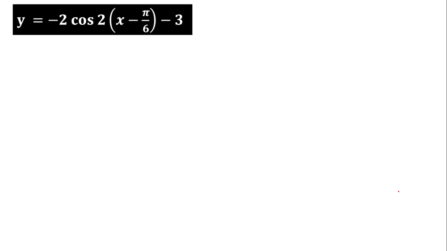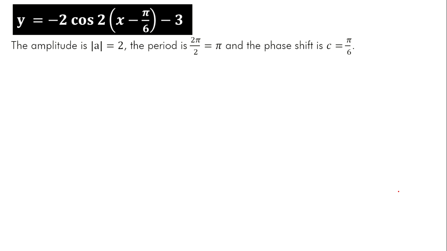Next one. How about this? So y is equal to negative 2 cosine 2 times the quantity x minus pi over 6, minus 3. Okay, so here we're going to identify again the amplitude, the period, the phase shift, and the vertical shift. So with this, we have the amplitude of 2, the period of, given that b is 2 here, 2 pi over 2, that is pi. Our phase shift here is pi over 6. So if we're going to equate x minus pi over 6 to 0, that is pi over 6.